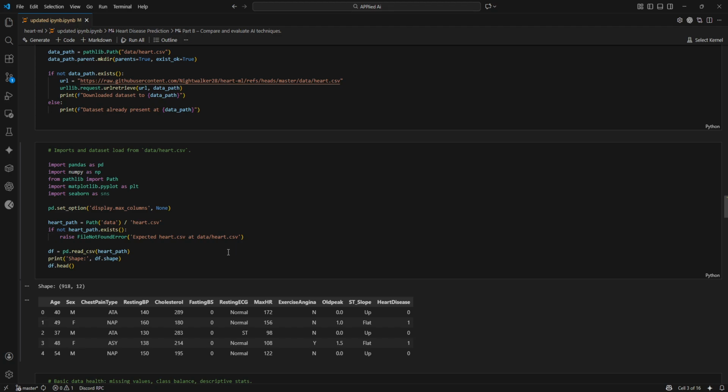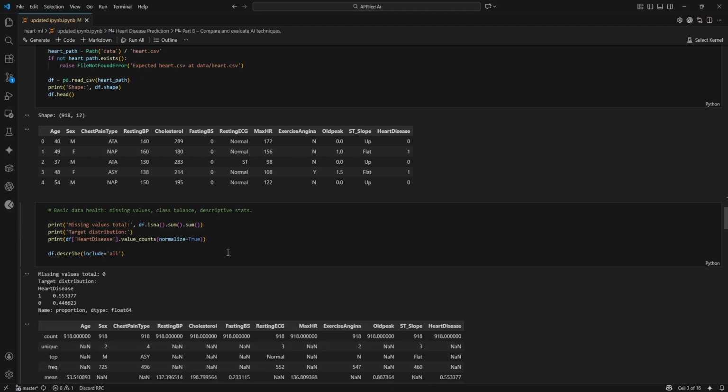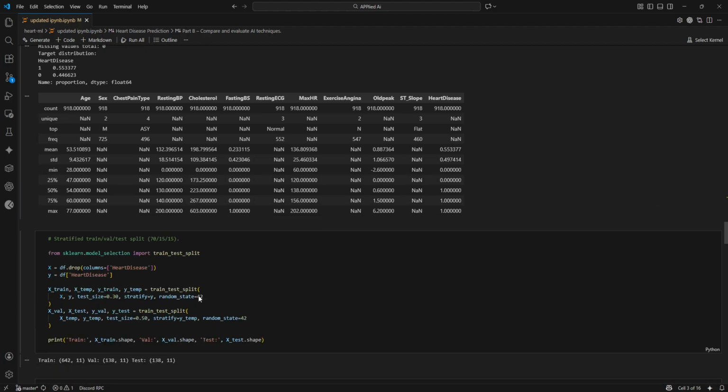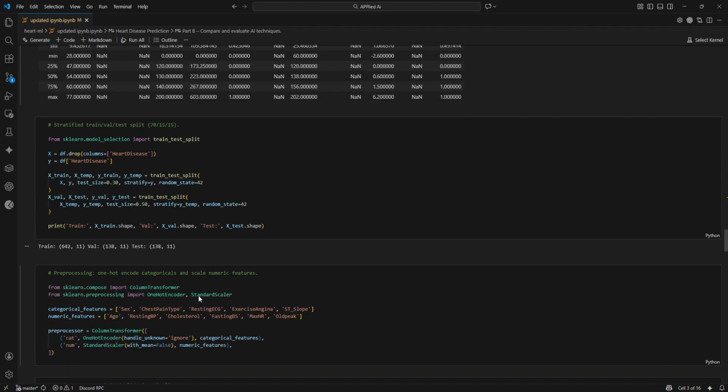I also perform basic checks to confirm the dataset size and ensure there are no missing values that could affect the model training. These steps help to verify the input data is valid and suitable for analysis. Next, we move on to training the data set.